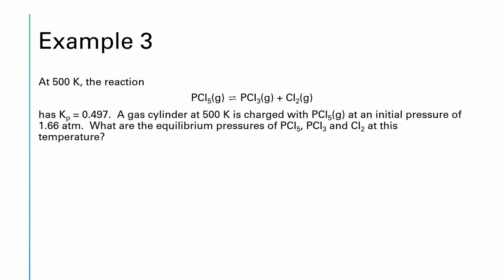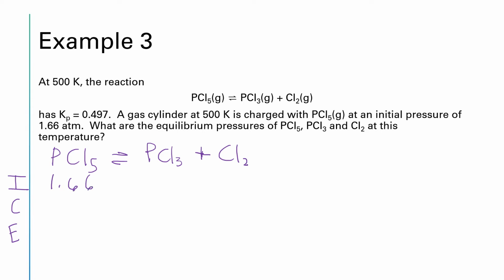Okay, so if we're going to set up our ice chart, we will have PCl5 in equilibrium with PCl3 plus Cl2. Now, all of these species are gas. They all will appear in our K expression, and so we'll include them all in our ice chart. Initially, in this problem, we have PCl5 at a pressure of 1.66 atmospheres. Nothing is said about the other two gases, so they are zeros.